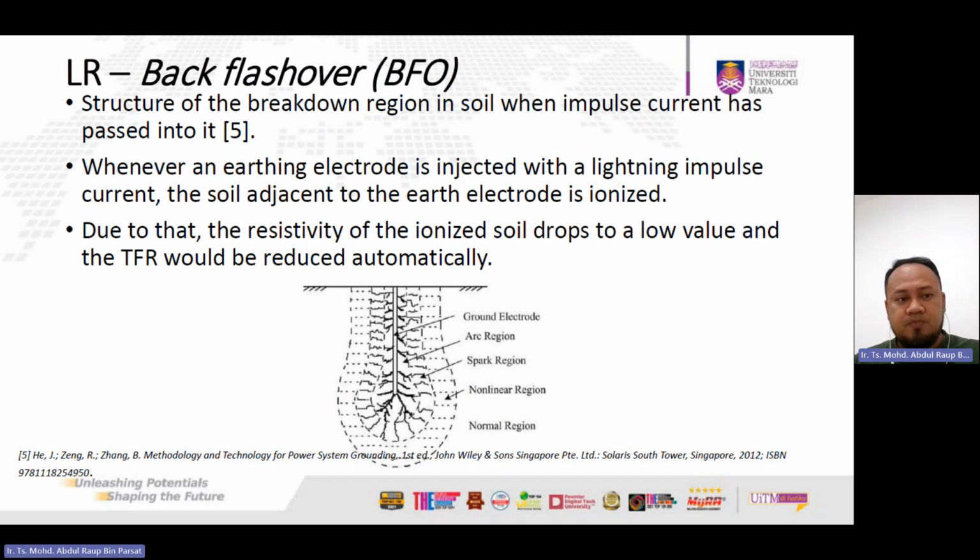Okay, and we are still in the BFO, looking at the structure of the breakdown region in the soil when the impulse current passes into it. When there is a lightning impulse on the earth electrode, there is a breakdown region in the soil. Whenever an earth electrode is injected with a lightning impulse current, the soil adjacent to the earth electrode is ionized. Due to that, the resistivity of the ionized soil drops to a low value, and the TFR would be reduced automatically.